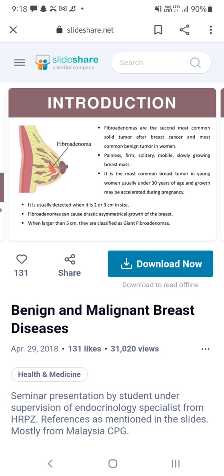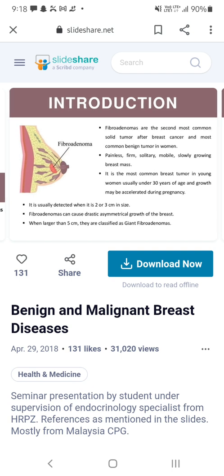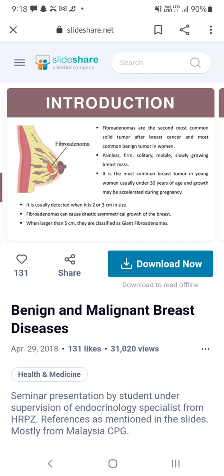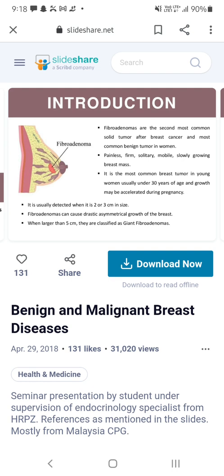That's why I told you, whenever you reach your teens, from then onwards you have to perform your breast self examination, so that you can detect tumors like these early and go for treatment at a very early stage. It is usually detected within 2 or 3 centimeters in size. Fibroadenoma can cause drastic asymmetrical growth of the breast. When larger than 5 centimeters, they are classified as giant fibroadenoma. So when it is bigger, it is known as giant fibroadenoma, more than 5 centimeters. Mostly these are non-cancerous. They can be removed easily.